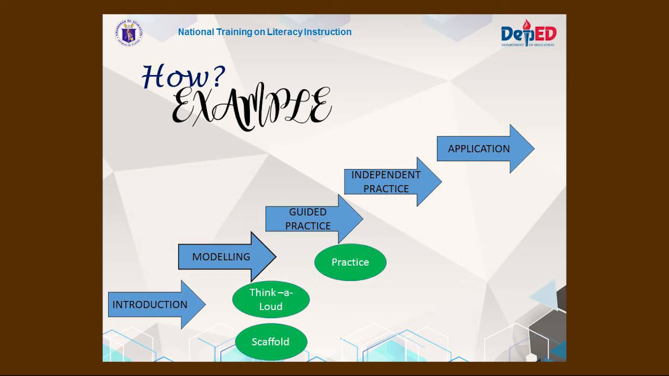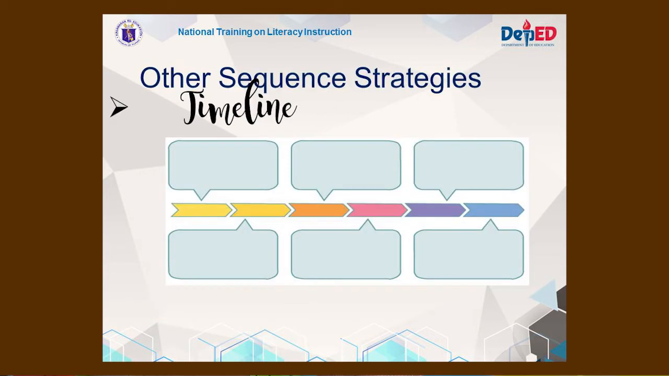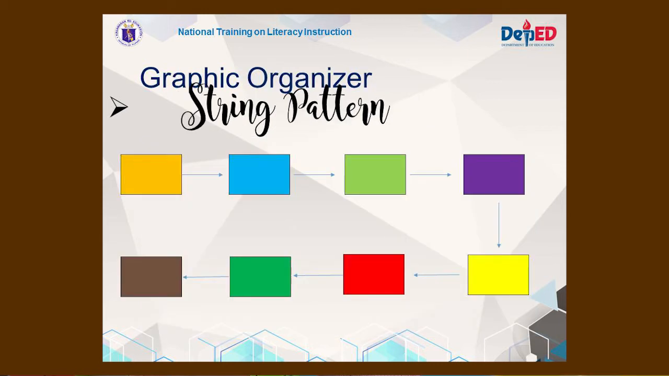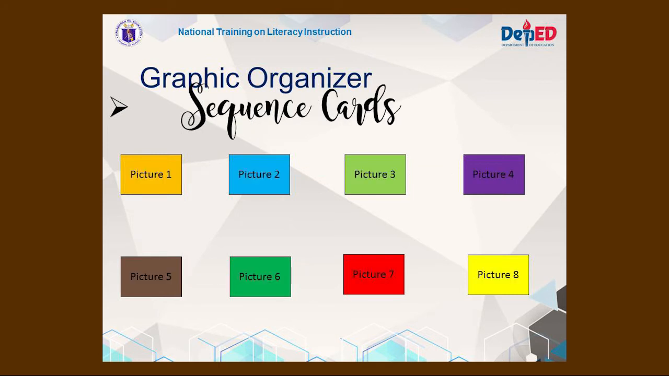But we will not be using these strategies. We will have different strategies. So other sequence strategies that we could use, we have the timeline. This is best for autobiography and biography. The paragraph frames, best for informative text, for process or steps, though we can also use this for narratives. Graphic organizers, so we have here an example, the stream pattern. Then we have sequence cards. If you have different pictures available, you can also use this for your graphic organizer in sequencing the events.